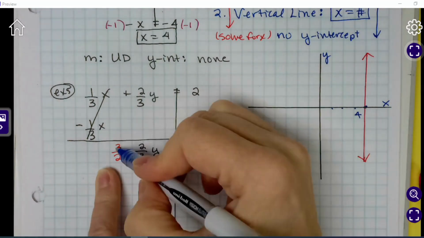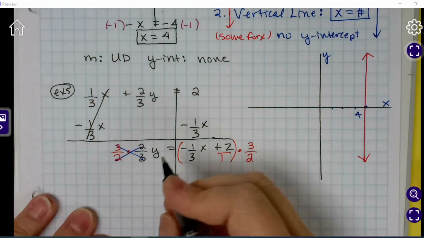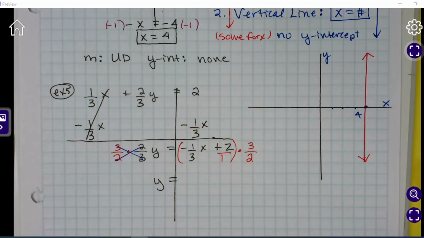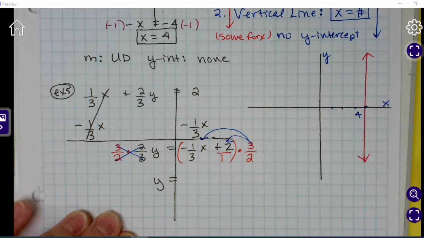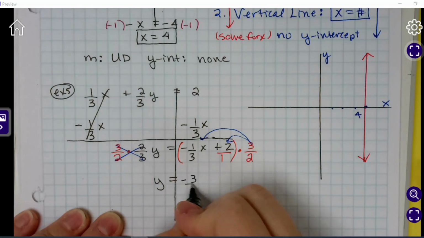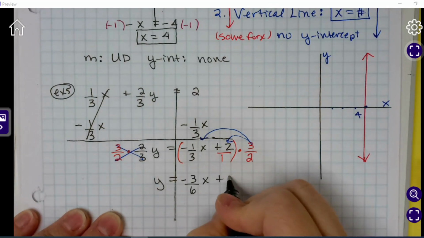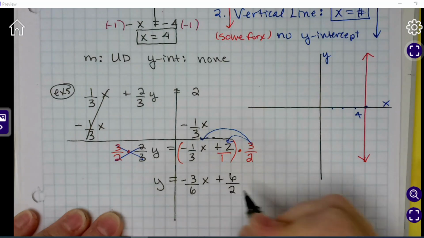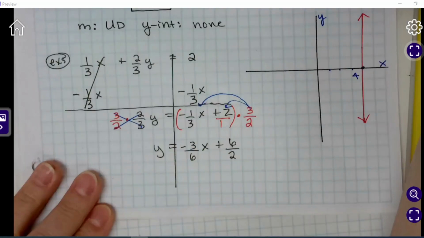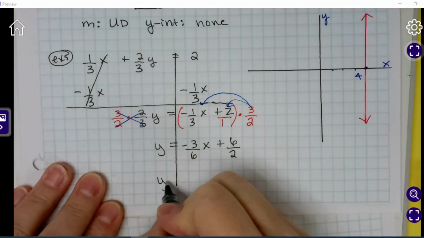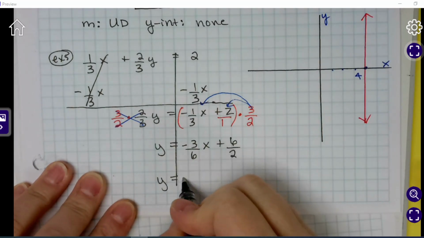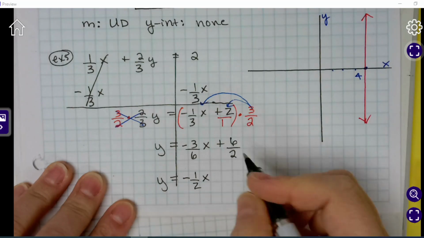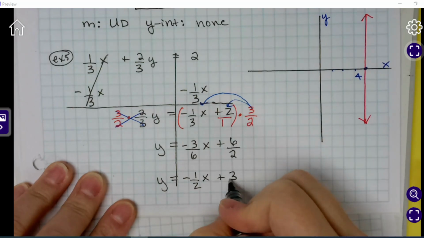On the left, the reciprocals divide to 1. On the right, we're going to backwards distribute, tops times tops, bottoms times bottoms. We get -3 over 6 x plus 6 over 2. And of course, you need to reduce your fractions. So I can factor a 3 out of those, and I end up with -1/2 x. And 6 divided by 2 is a 3.